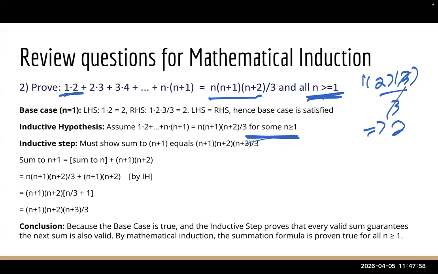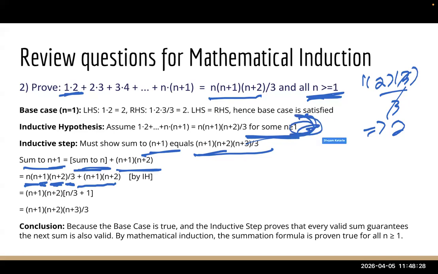We must show sum to n plus 1 equals n plus 1, n plus 2, n plus 3 over 3. It should be equal in this format. So, sum to n plus 1 equals sum to n plus n plus 1 multiplied by n plus 2. So n multiplied by n plus 1 multiplied by n plus 2 divided by 3 plus n plus 1 multiplied by n plus 2 by the inductive hypothesis.